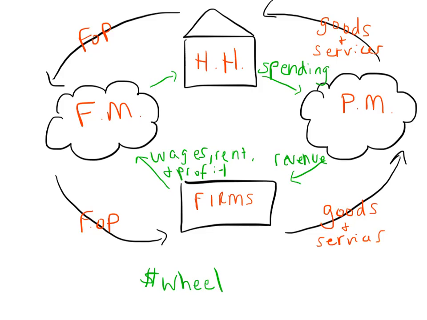And the money that households receive from the factor market is income. So when you receive a paycheck, you usually call that income. And that's basically what you would label the money wheel as. Households spend in the product market. Firms receive that money as revenue, which then they use to hire in the form of wages, rent, and profit. And then households receive that money as income.